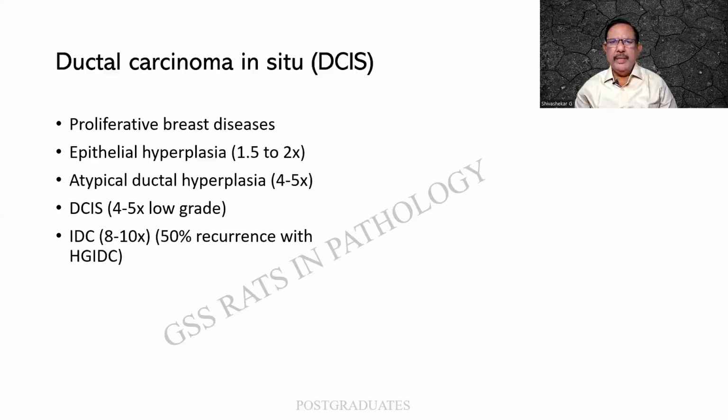At the same time, when there is some atypicality, it increases to 4 to 5 times. And the same is in the case of a ductal carcinoma in situ, which is 4 to 5 times. At the same time, an intraductal carcinoma will be having 8 to 10 times. And 50% of the cases will be recurrent.